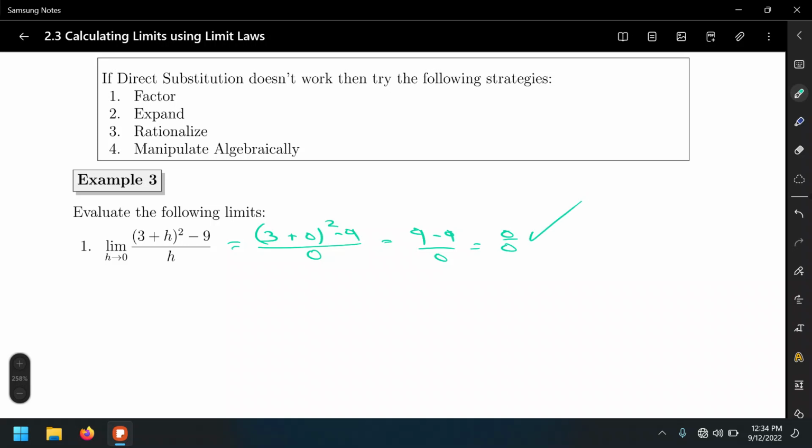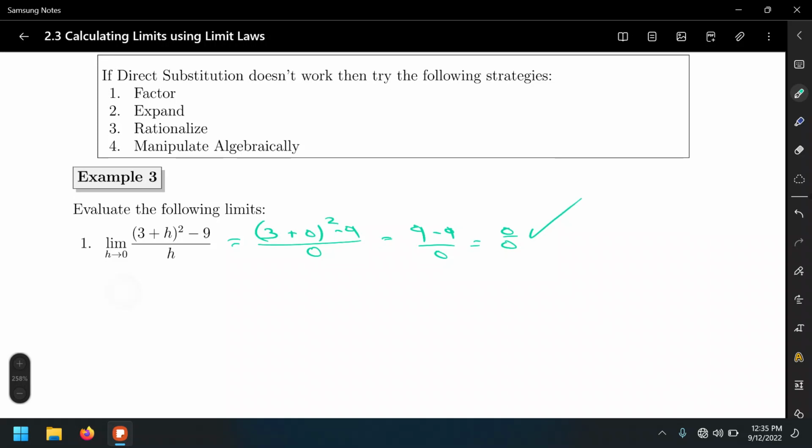0 over 0 is good. That means that we can do some algebraic manipulation to cancel those factors that cause this 0 over 0, in the same way that we did before. So let's see how we go about this.